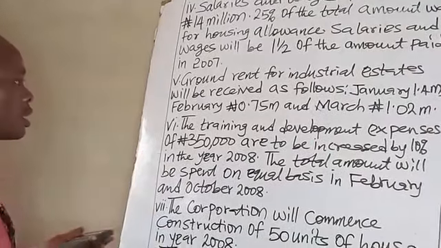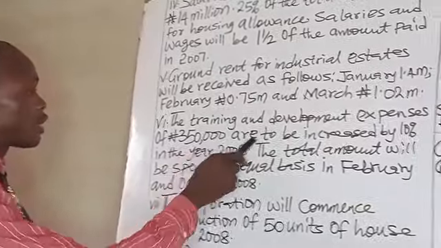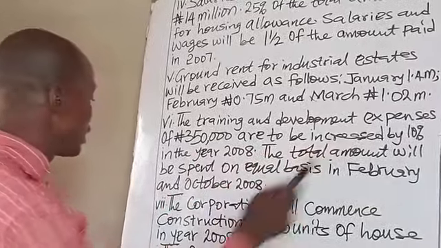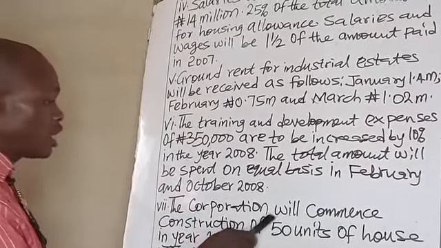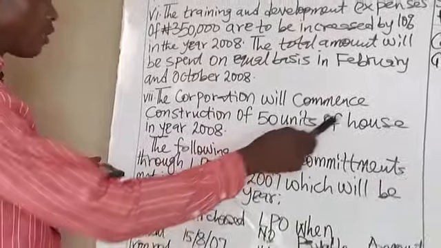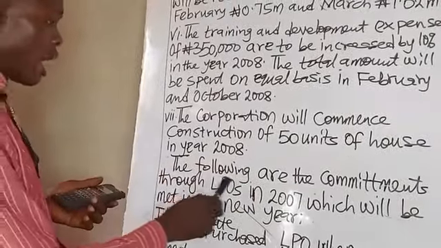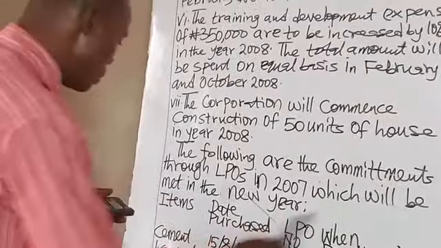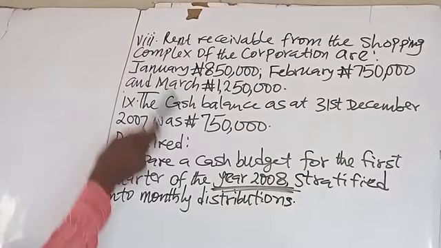Back to the note. Note 6. The training and development expenses of 350,000 are to be increased by 10%. This is also a payment. Note 7. The corporation will commence construction of 50 units of house in the year 2008. The following are the commitments through LPOs, local purchase orders, in 2007, which will be met in the new year. These are also payments.